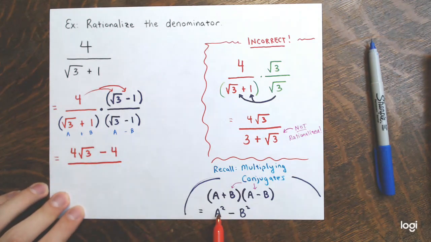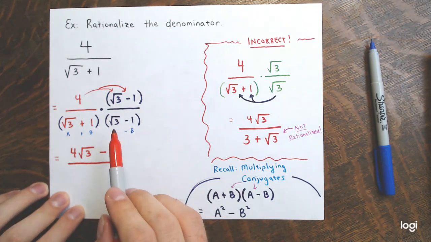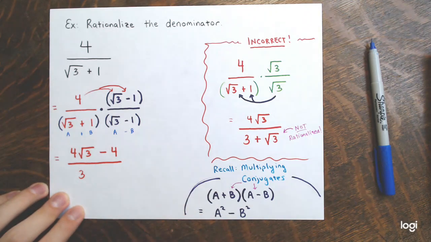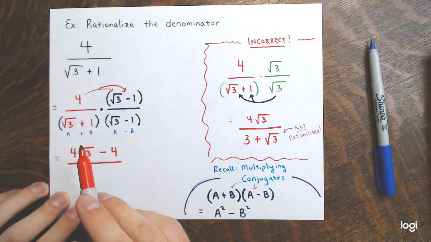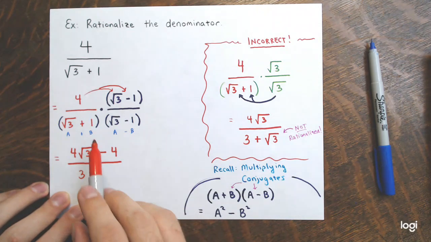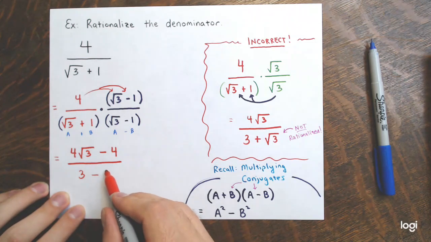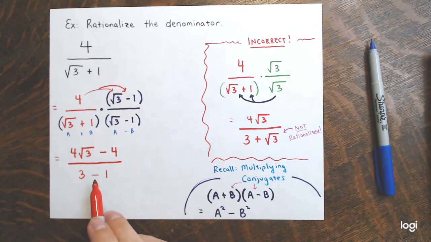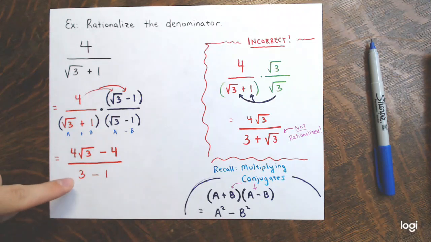a squared. Well, what's the square root of 3 times the square root of 3? That's just 3, right? The square root of 9, when you use the product property, which is 3. And then minus b squared, which is 1 times 1, or 1. And look at the denominator now. After multiplying these conjugates, you end up getting rid of the square root symbol. There's no more radical. This is rationalized. But the fraction itself isn't simplified, right?